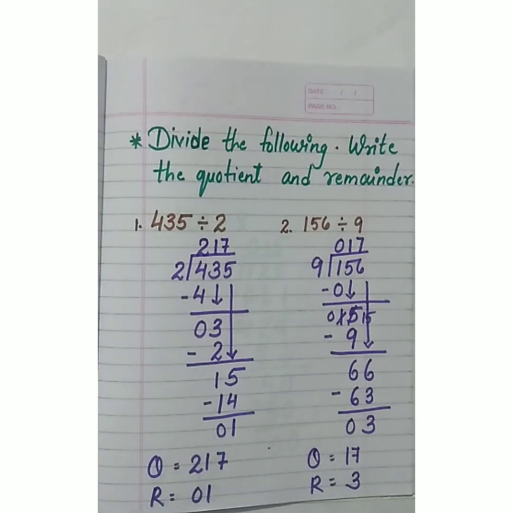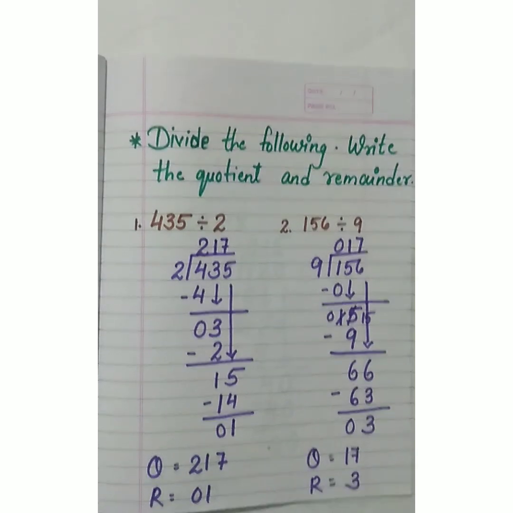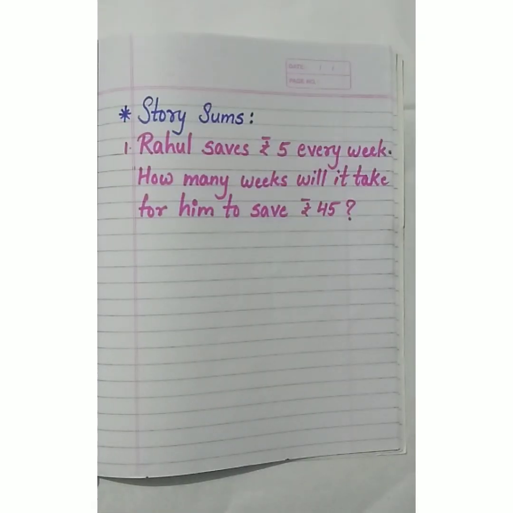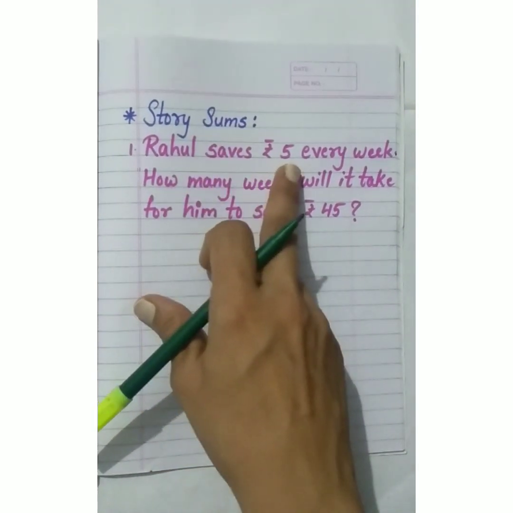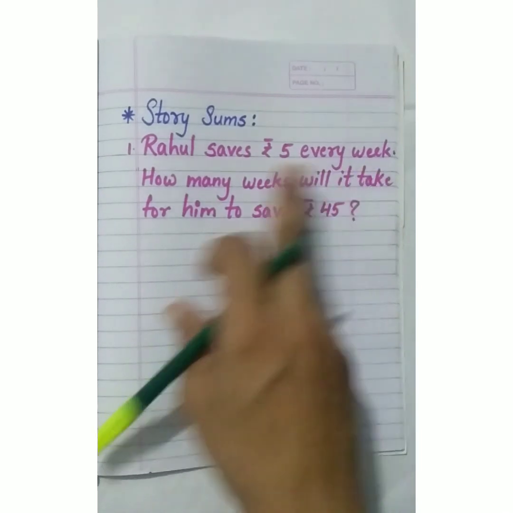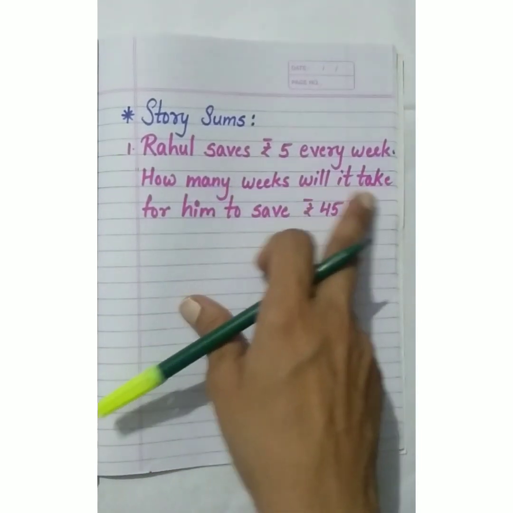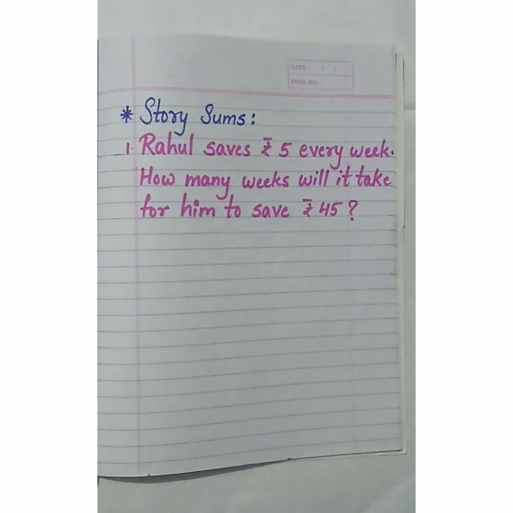So this is how we do the division of 3-digit numbers. So let's move on to our next topic, that is story sums. Rahul saves ₹5 every week. How many weeks will it take for him to save ₹45? So here Rahul saves ₹5 every week. For every week he saves ₹5. So how many weeks will it take for him to save ₹45?